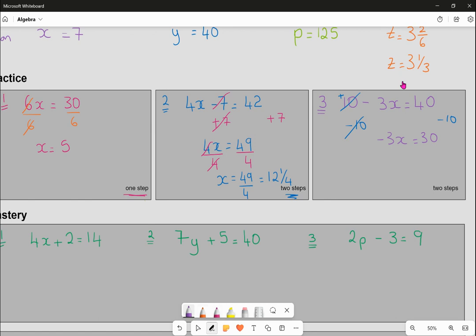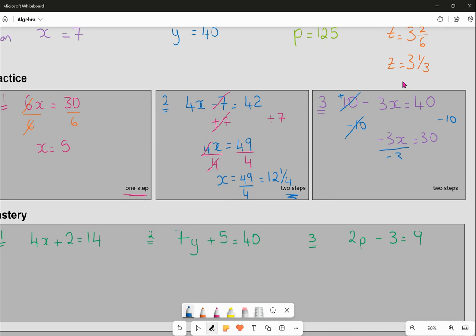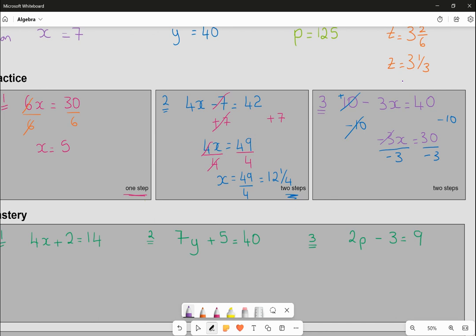Now, you can see that the x is being multiplied by minus 3, so we're going to divide both sides by minus 3. And a negative divided by a negative gives you a positive answer. So minus 3 divided by minus 3 is 1. So x is positive. And then 30 divided by minus 3, a positive number divided by a negative number, is equal to minus 10. So x is minus 10. That's clearly a two-step problem.